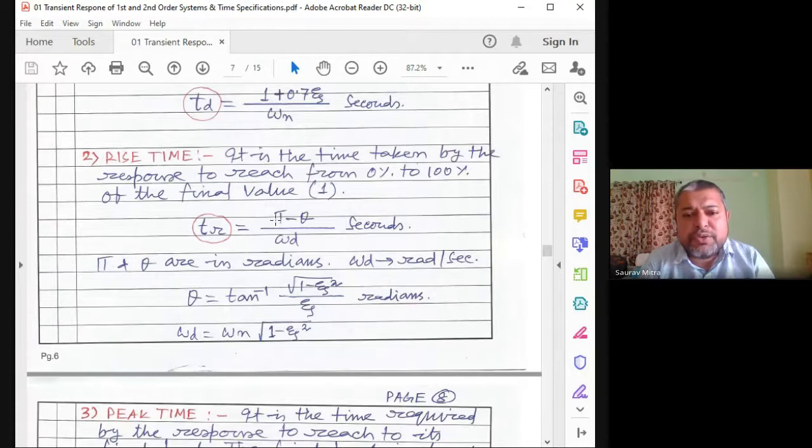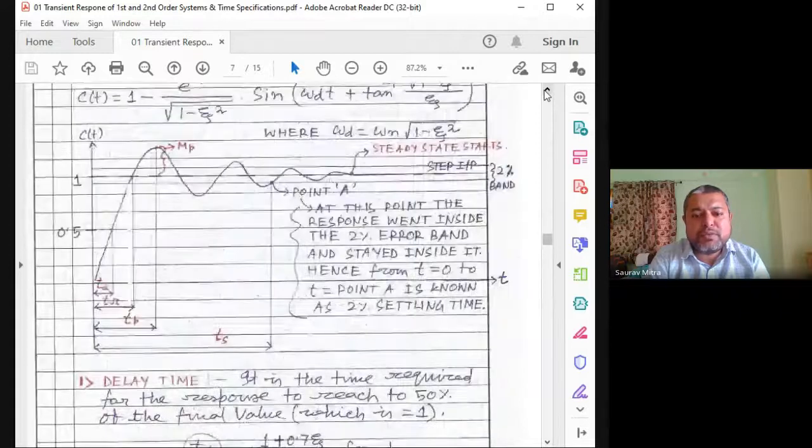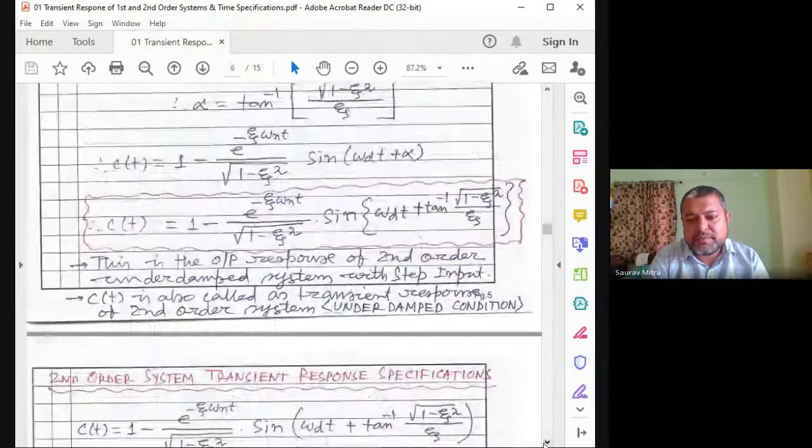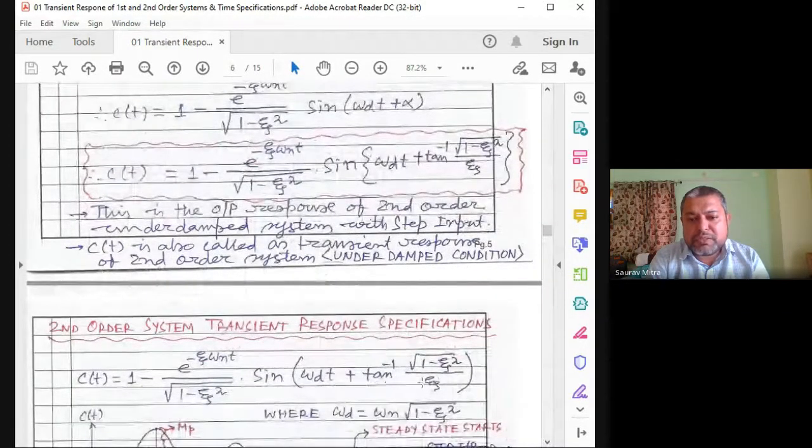So whenever you are going to do the second order RLC system numerical, first thing is you have to keep your calculator in radian mode. Pi you have to substitute as 3.14. Pi by 2 you have to substitute as 3.14 by 2. 2 pi you have to substitute as 6.28. Likewise, this theta is also calculated in radian. What is the formula for theta? Tan inverse of root under 1 minus zeta square, by zeta. So this is what is called theta.